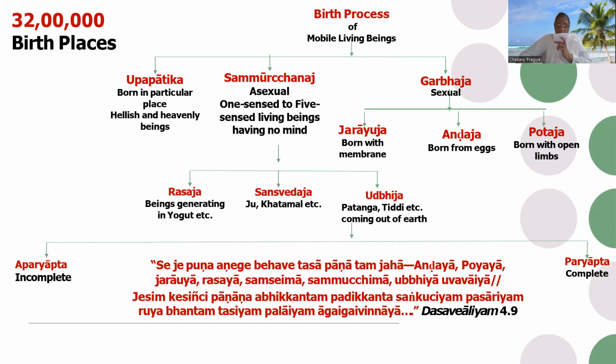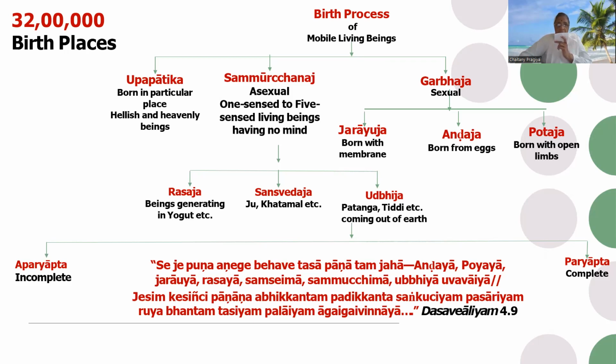The second category, which is known as Samurchim or Samurchanas, comes out of a conducive environment. Whenever they get a conducive environment for taking birth, they take birth, and they do not come from any sexual process.